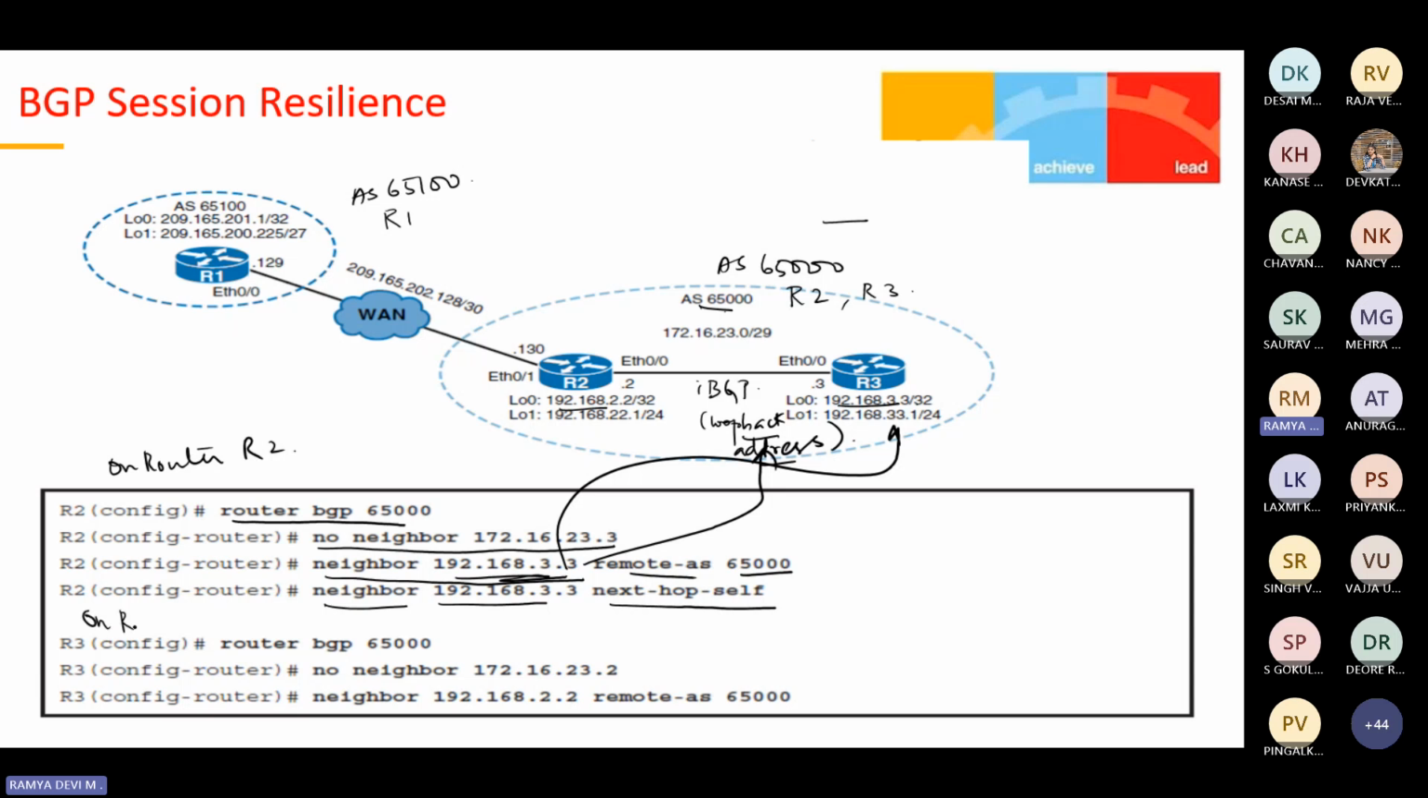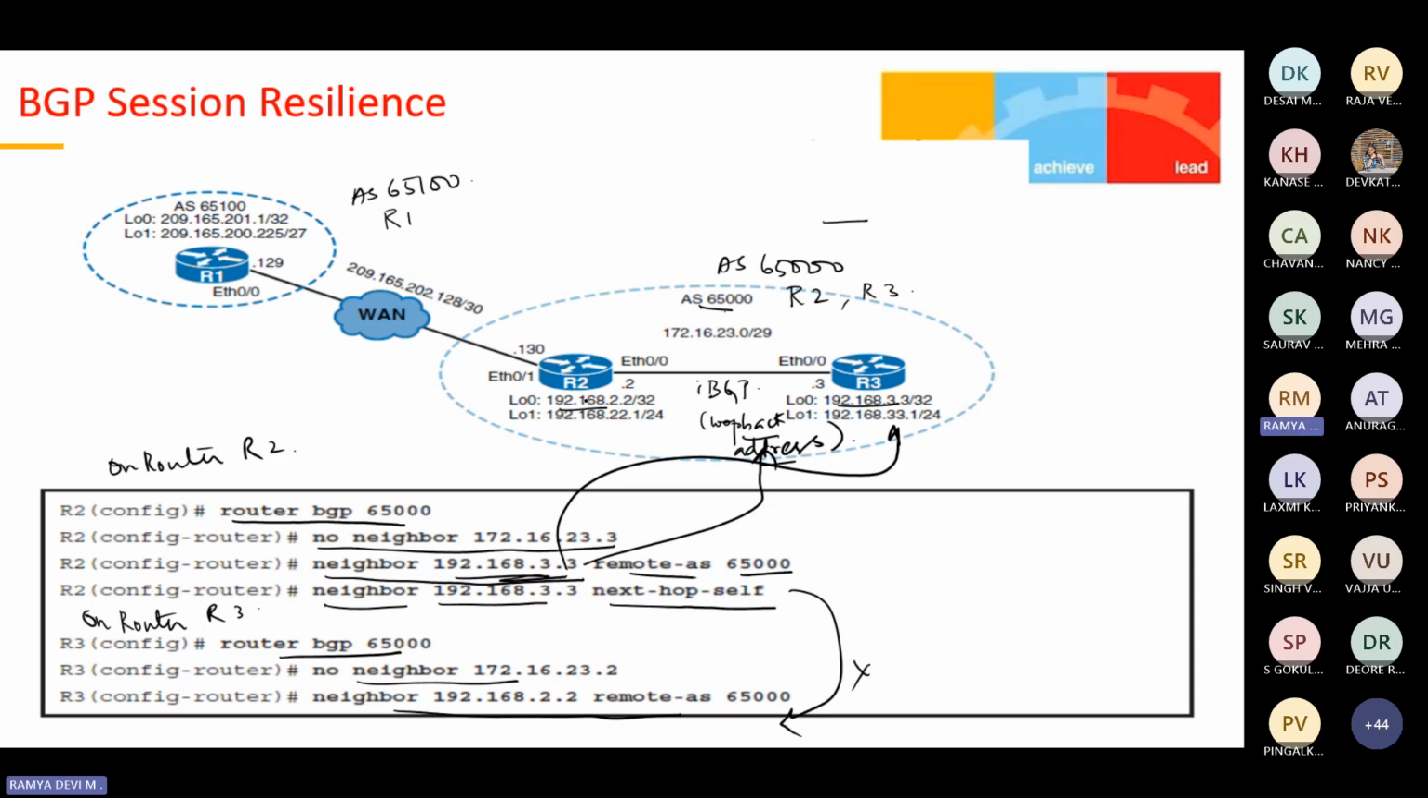So this configuration will be done on R3. The router BGP 65000 command starts a BGP process under autonomous system 65000. There is no old neighbor; it removes the old neighbor configuration and I'm adding a new neighbor. The remote-as 65000 command is not used here. Why? Because R2 will be advertising the routes to R3. That's the reason this is not reflected here.